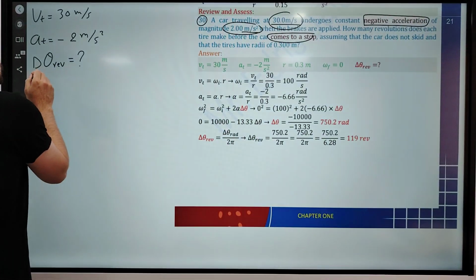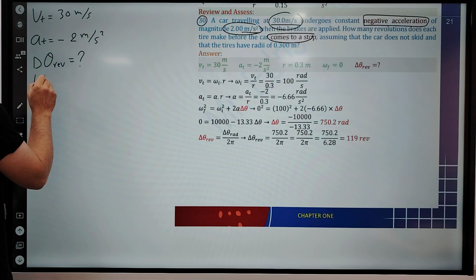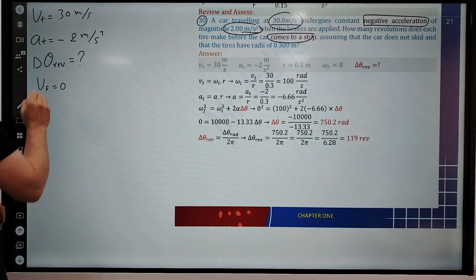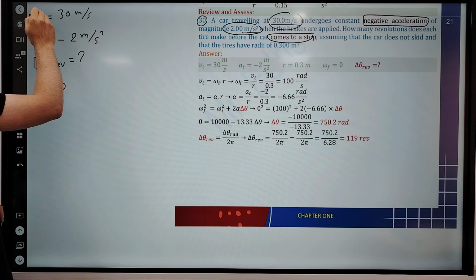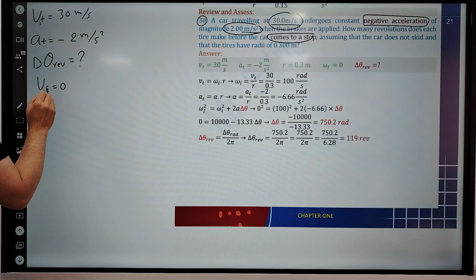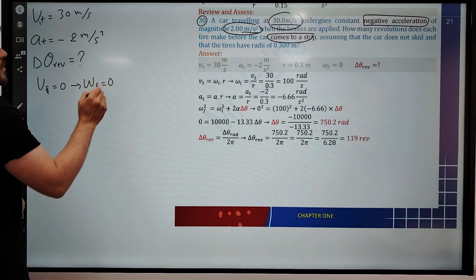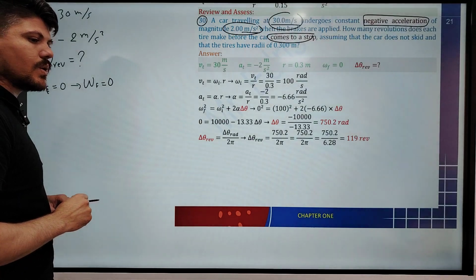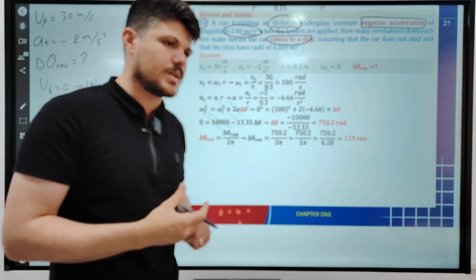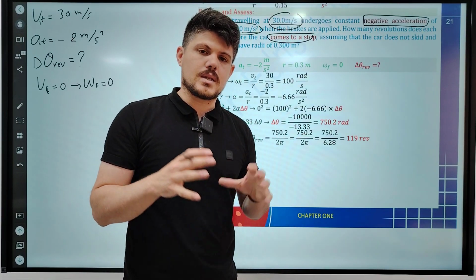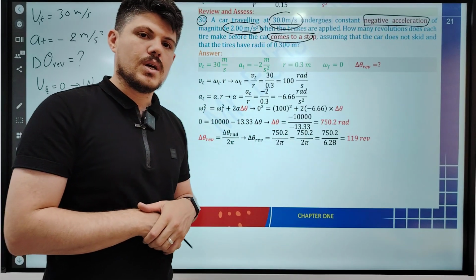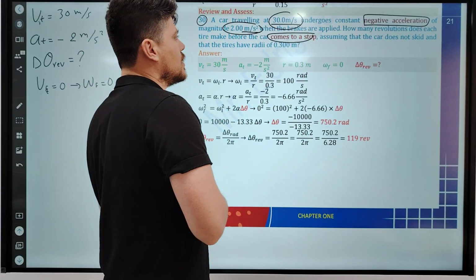What do you mean by comes to stop? It means that V final is equal to 0. So this is V final tangential speed, and this is initial tangential speed. So when V final is 0, omega final of the tire also is equal to 0. Why? Because there is a relation between the tangential speed and angular speed, which are directly proportional to each other.